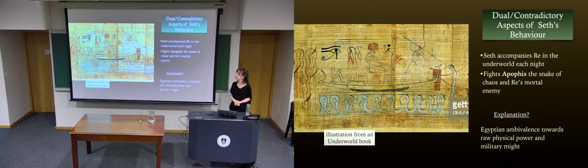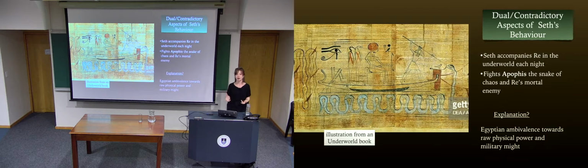And so it seems Seth was the one most suited to defeating Apophis. And so every night he does this on behalf of Ra, helps him to slay this serpent. What does it all mean?